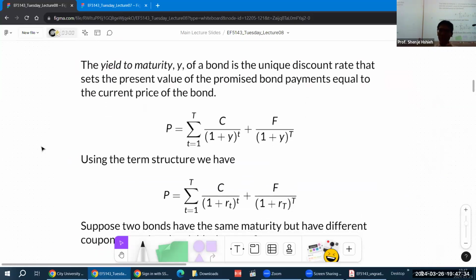Bond yields. So how do you get the bond yields? Well, if you know the price and you know the coupon payments and you know the face value, you can back out the bond yield. You can solve it with a computer, so we're not going to do it by hand.